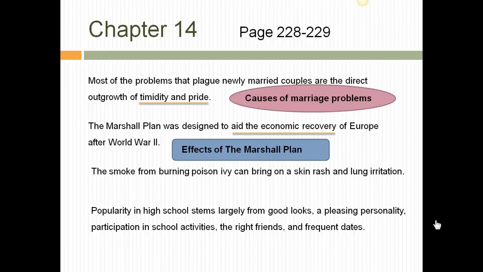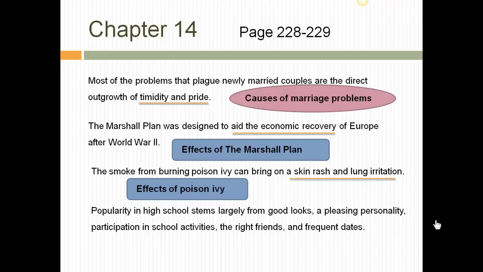The next example, the smoke from burning poison ivy can bring on a skin rash and lung irritation. So we start with the smoke. It brings on, which means it causes something. So the skin rash and the lung irritation are the effects of the poison ivy. So this would be an essay looking at the effects.